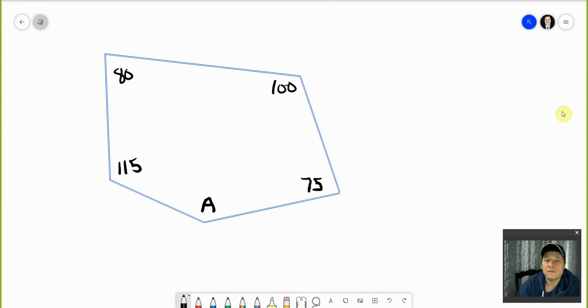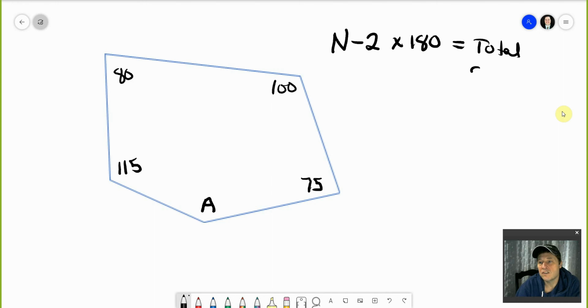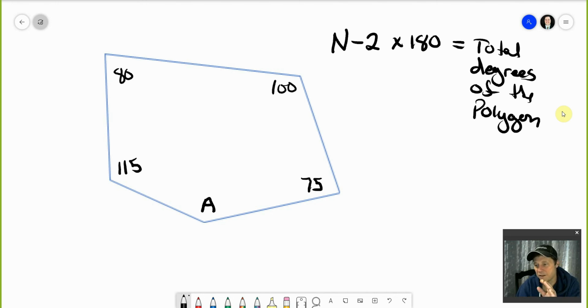So how do I solve? N minus 2 times 180 will tell you what the total degrees of the polygon is. Think about what we're talking about. A triangle is always 180 degrees. But as I add sides to a polygon, the total angle increases.